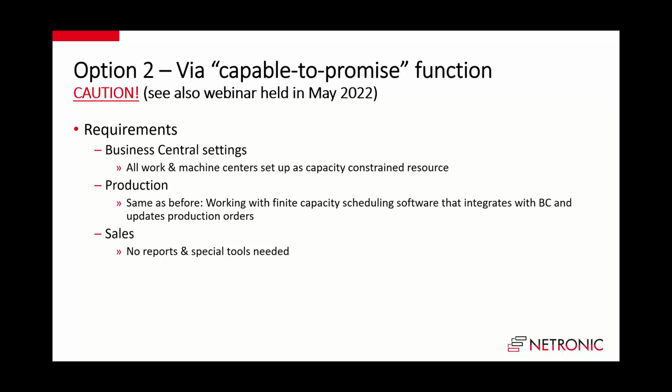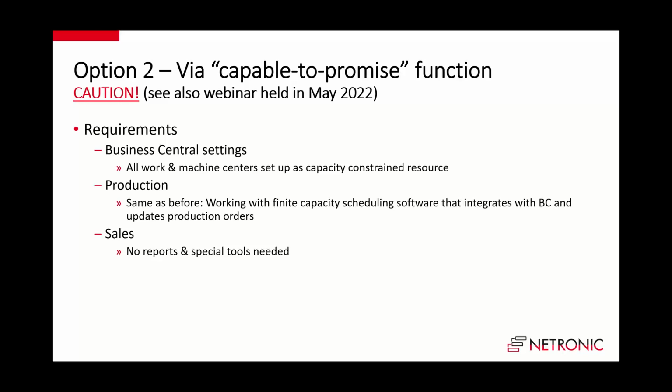But there are some pros and some cons and disadvantages that I cannot fully unroll in this webinar. If you're more interested in this, either look at the recording of the May 2022 webinar that I had, or reach out to me so that we can figure out for you if this approach would work. If we do this, there is one requirement on Business Central production, and this is more than essential: if you follow this approach, you need to set up all your work and machine centers as what is called capacity constrained resources in Business Central.